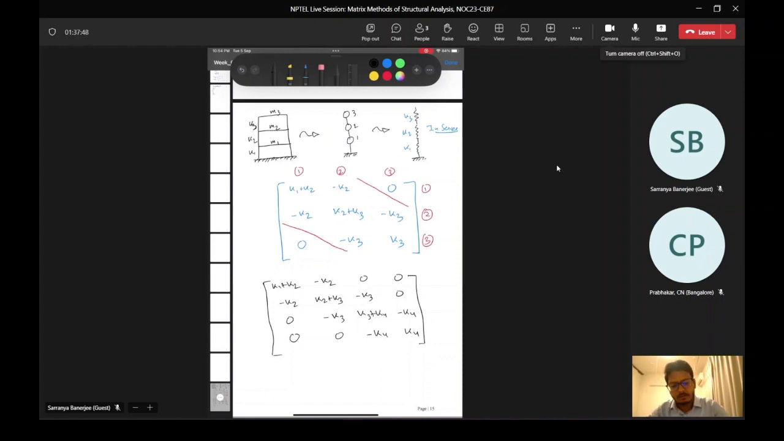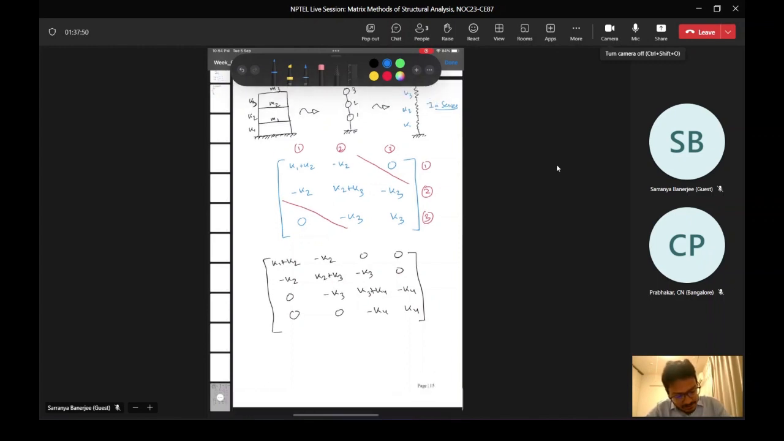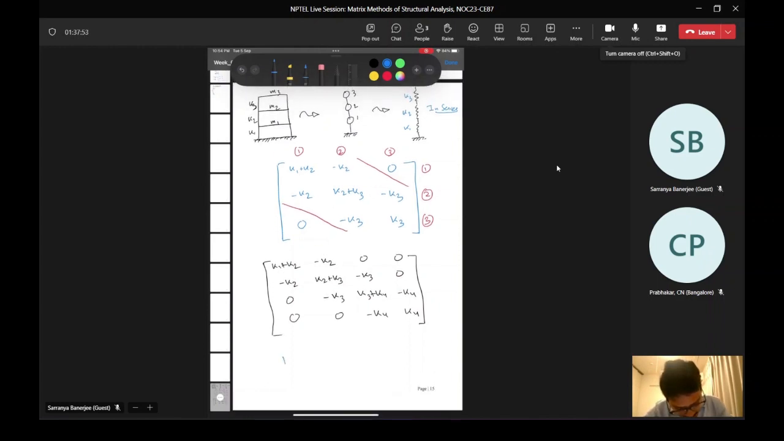Okay. So any system, say, of this kind, say k1 k2 k3 k4. Here I am drawing it as a spring, but it can be anything like a beam element, a frame element, a truss element, anything. Spring is basically a truss element. It only has elongation and compression.